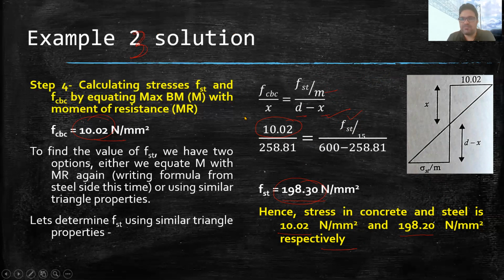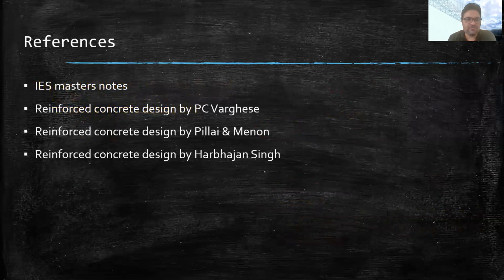So these 3 examples we have calculated using the analytical problem. These were actually part of the analytical problem. I have taken the references from these 3 books.